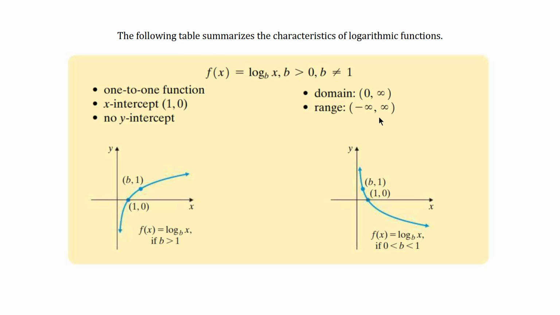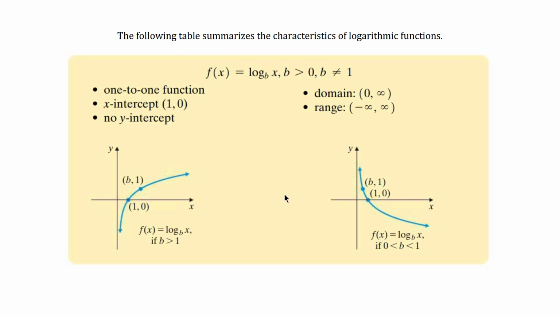Now we have two graphs below. Starting with the graph on the left, this is the graph of f of x equals log base b of x if b is greater than 1. You can see here that the graph starts off really low, and as the x values increase, the graph increases towards the right. We have an x-intercept at 1, 0, and we also have a point at b, 1.